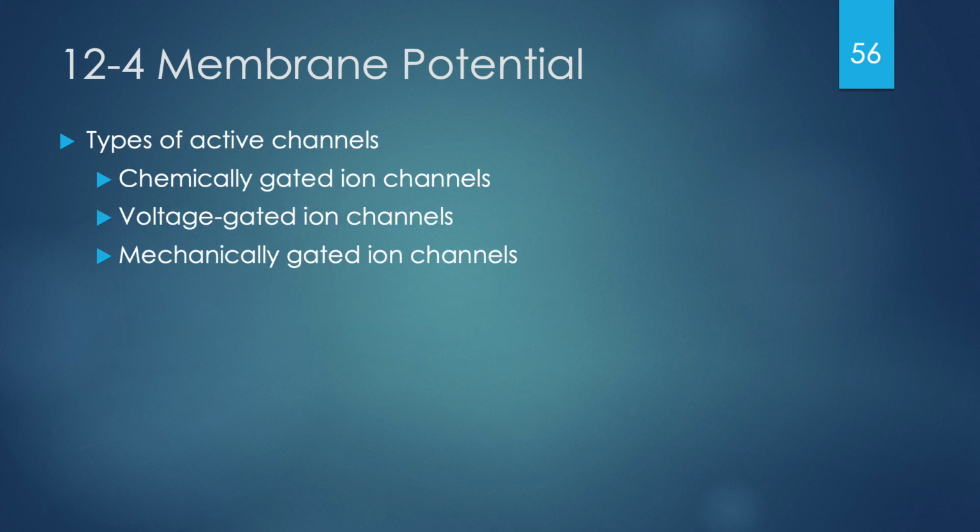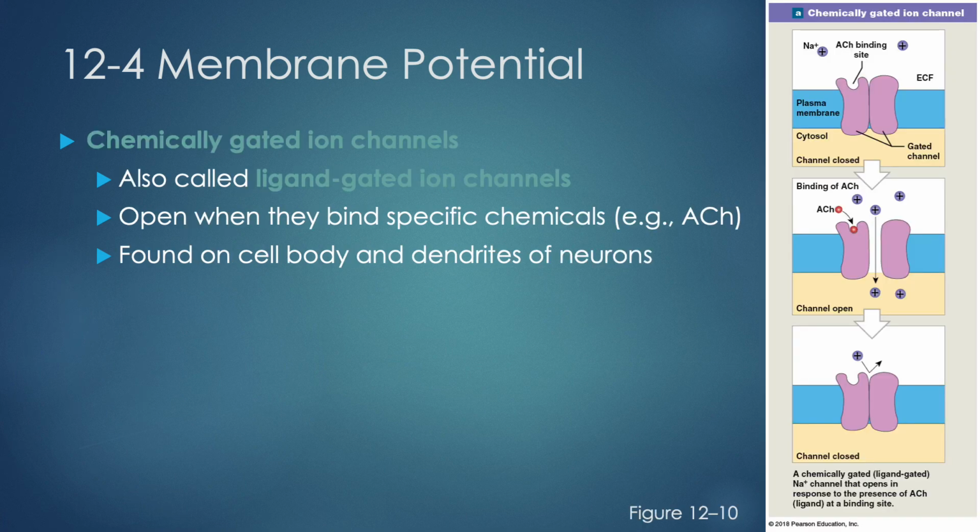There are 3 general types of active channels that allow this passage. There are chemically gated ion channels, voltage-gated ion channels, and mechanically gated ion channels. We're going to discuss each of these next. Each of the 3 active channels are going to be exactly what you think of them as. So a chemically gated ion channel is going to open when it binds to a specific chemical.